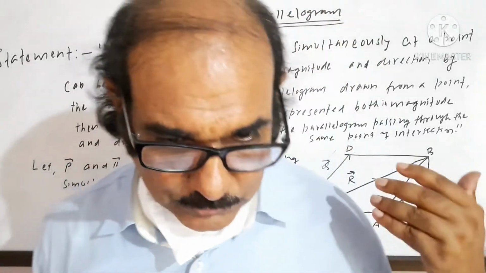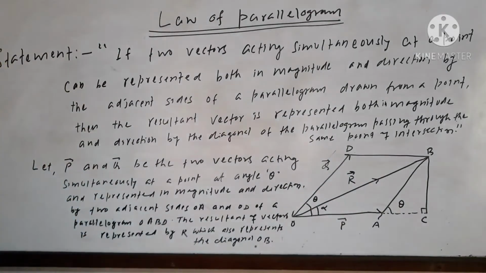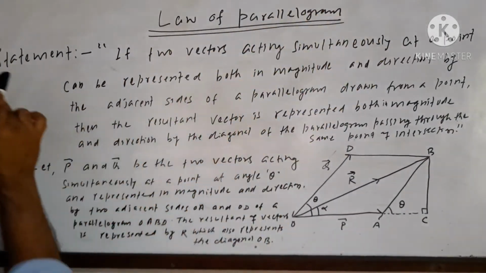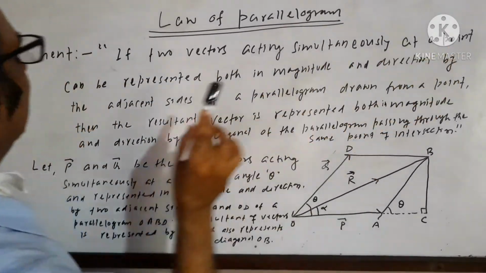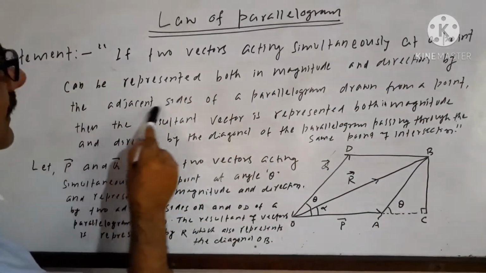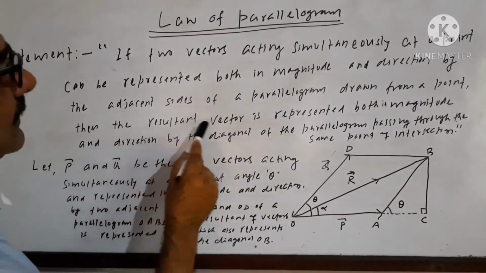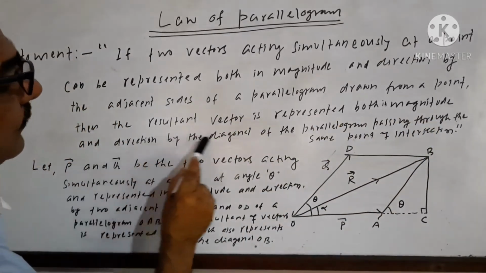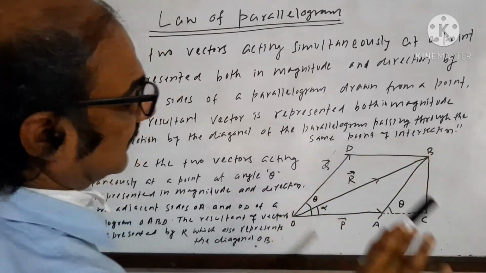So let us come to the point and first look at the statement. The topic is the law of parallelogram, and the statement is given. If two vectors acting simultaneously at a point can be represented both in magnitude and direction by the adjacent sides of a parallelogram drawn from a point, then the resultant vector is represented both in magnitude and direction by the diagonal of the parallelogram passing through the same point of intersection.